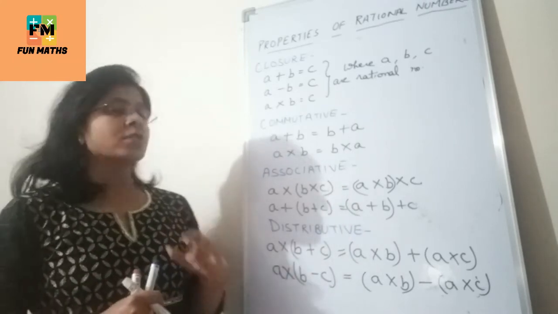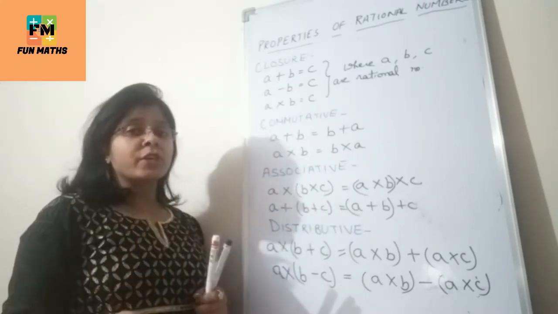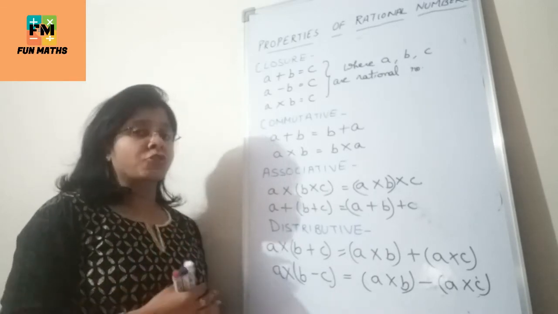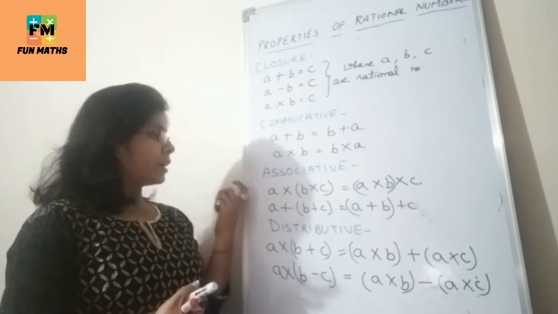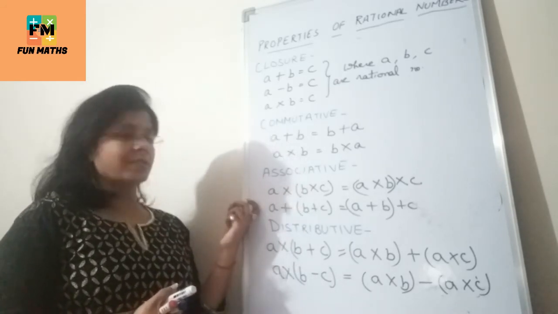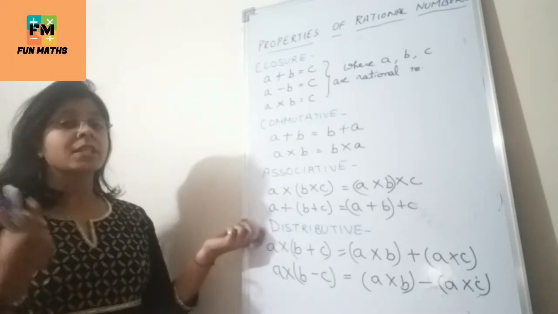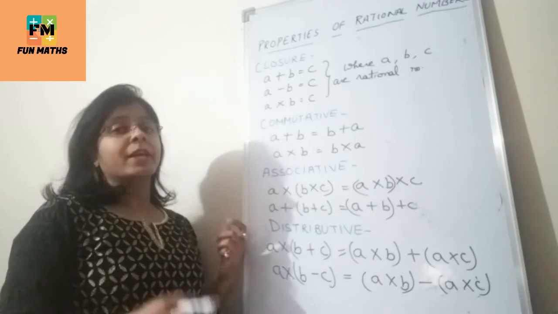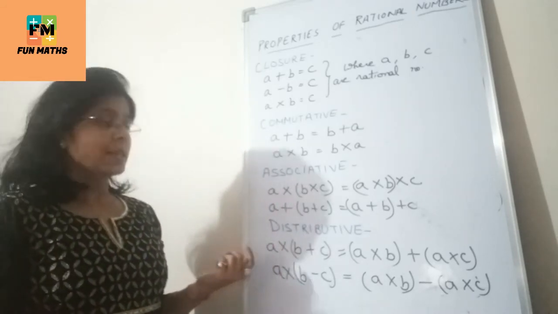Now, let's come to the associative property. We have seen associative property for three rational numbers. If we change the grouping of the rational numbers, the answer should be the same. So, here rational numbers are associative under addition and multiplication. This is the generalized formula, right? Now, distributive property, we have seen the distributive property of multiplication over addition and distributive property of multiplication over subtraction.